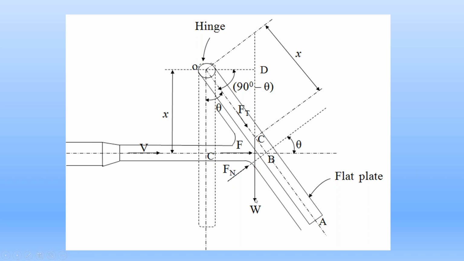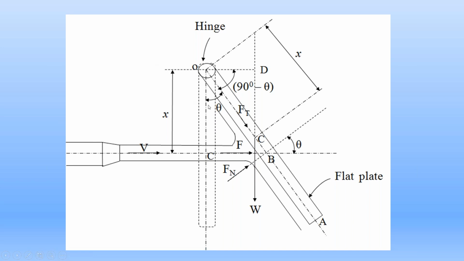So the moment of this force W about the hinge point O is W into the perpendicular distance OD. What is that length OD? X into sin theta. So the moment of force W about the hinge point O is equal to W into OD, that is equal to W into X sin theta. About this hinge point O, the force W produces the clockwise moment.